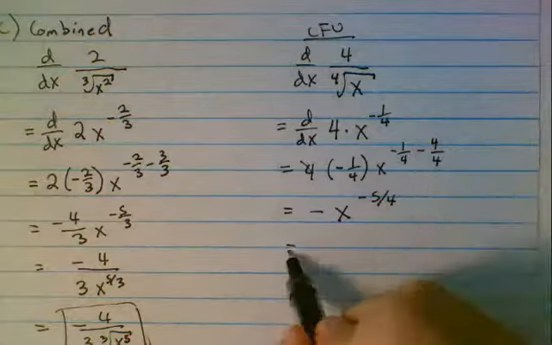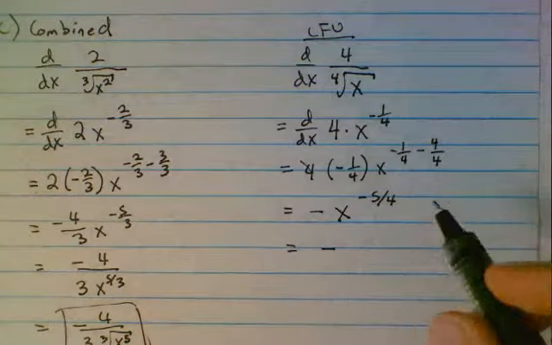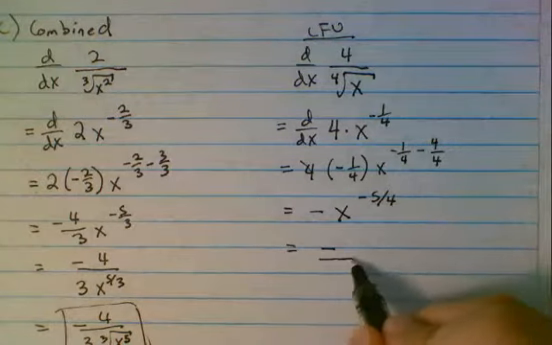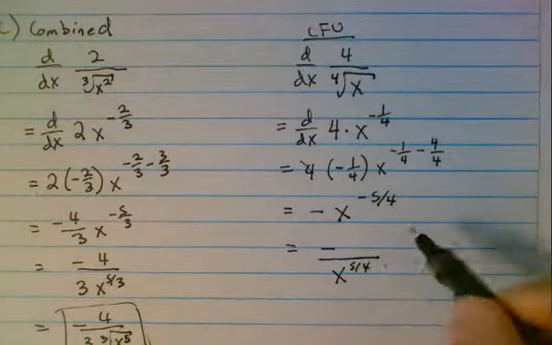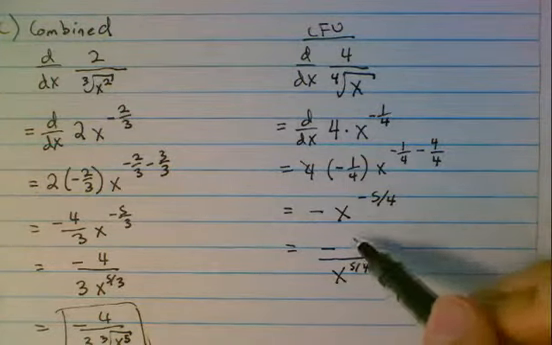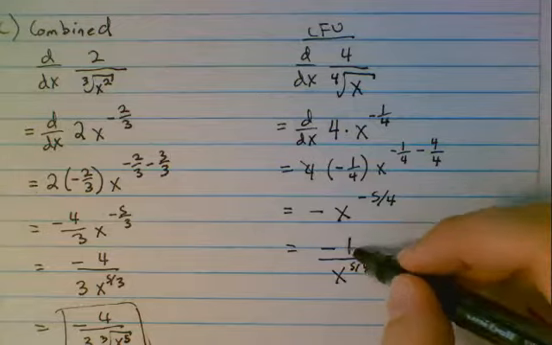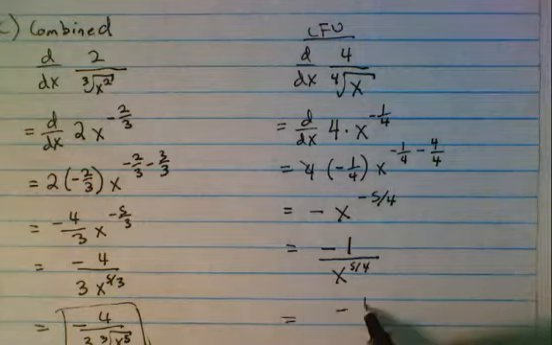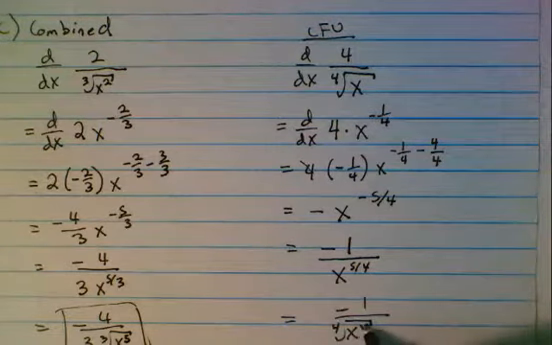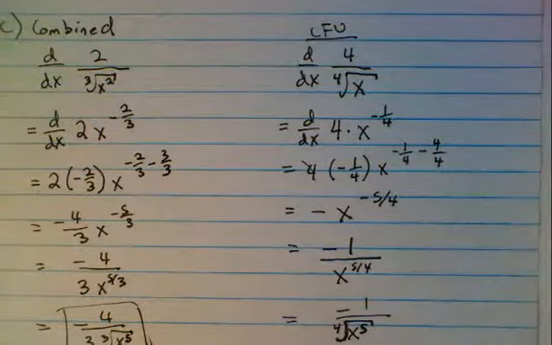Then we bring that down. Negative. We know our x is going to be in the denominator. Remember, this isn't just something blank. If there's an invisible number in the numerator, it's an invisible 1. 5/4. That's the 4th root of x to the 5th.